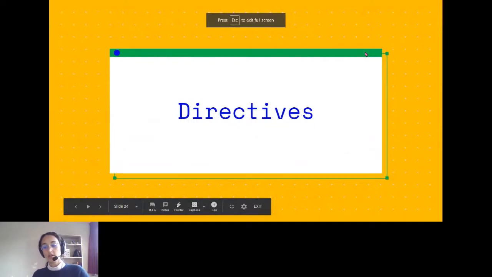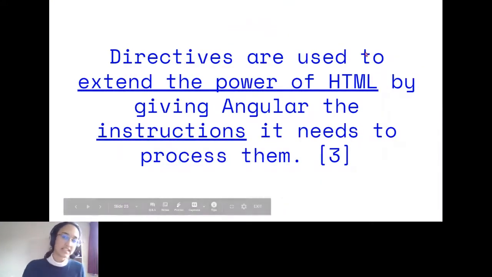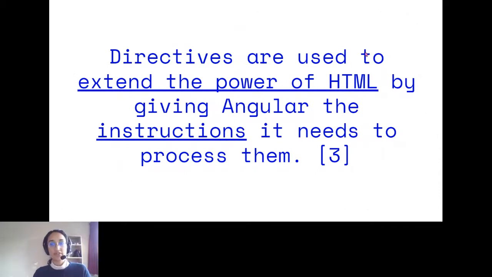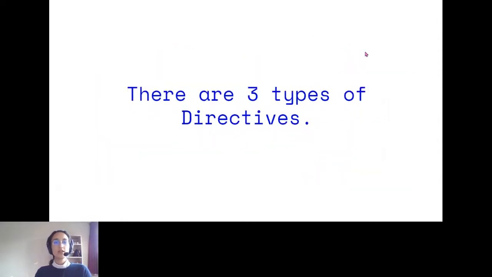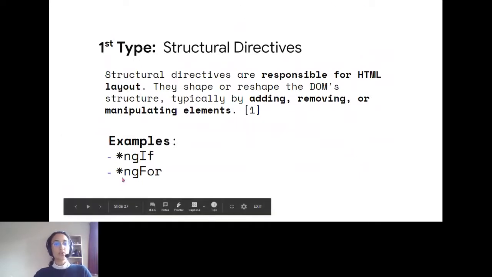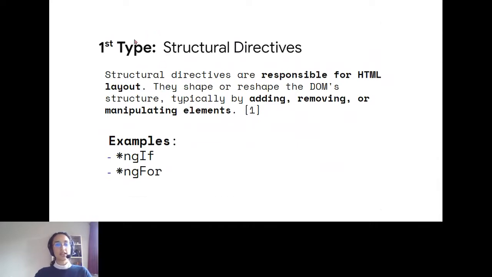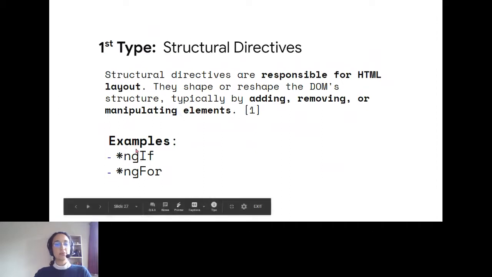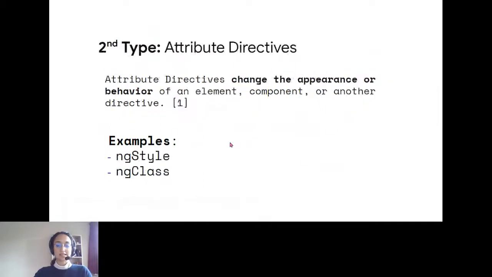So the third thing that we are going to talk about today are directives. So what are they? Basically, directives are used to extend the power of HTML by giving Angular the instructions it needs to process them. And there are three different types of directives. The first one is a structural directive, and what they do is they shape or reshape the DOM structure, typically by adding, removing, or manipulating elements. We saw an example of that with the ngFor, and the ngFor just basically creates new elements based on the array that you pass it.